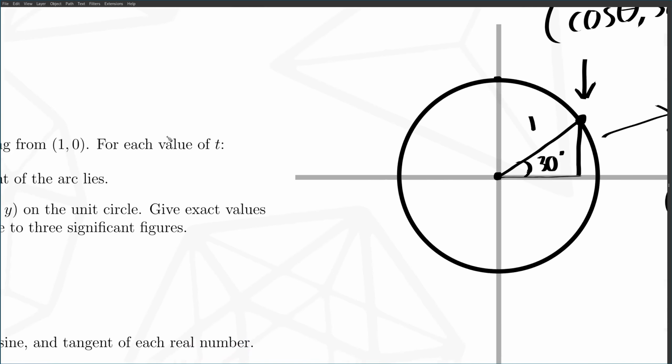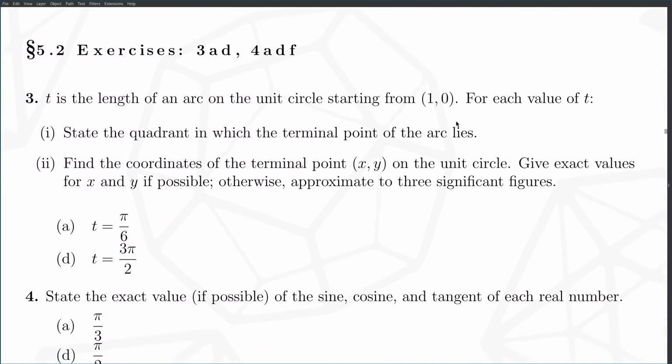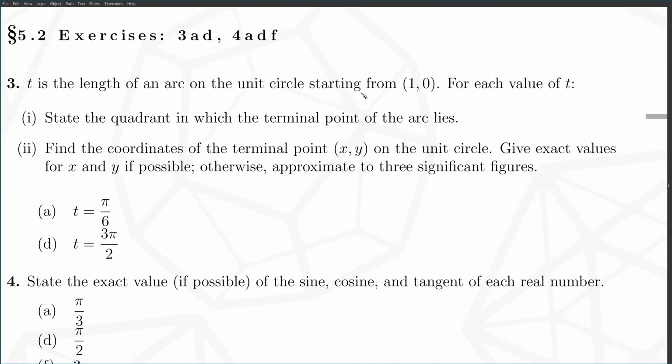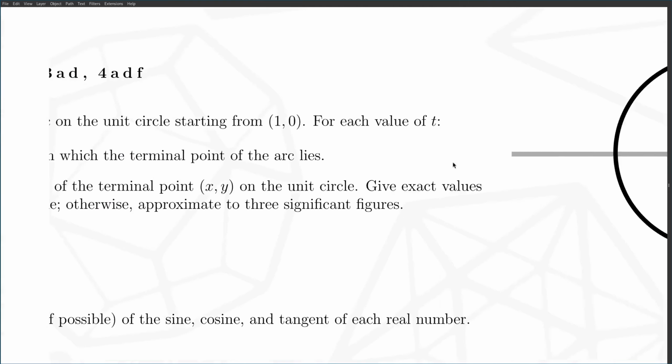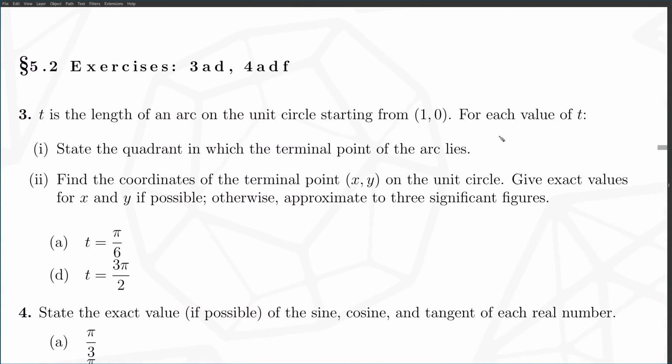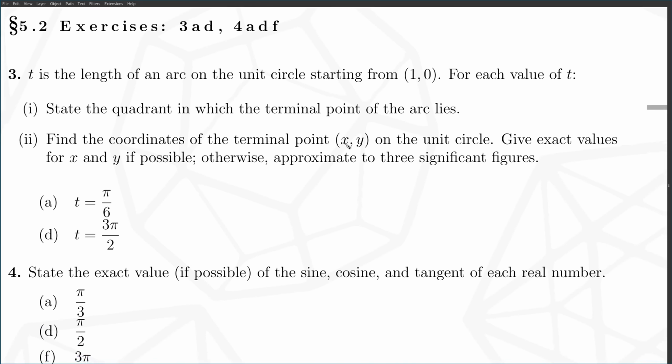Okay, so let's see how we can apply it to these problems here. T is the length of an arc on the unit circle starting from 1, 0. Okay, so 1, 0, where is that? Okay, it'd be here. State the quadrant in which the terminal point of the arc lies. Find the coordinates of the terminal point x, y on the unit circle. Give exact values for x and y if possible. Otherwise, approximate to 3 significant figures.